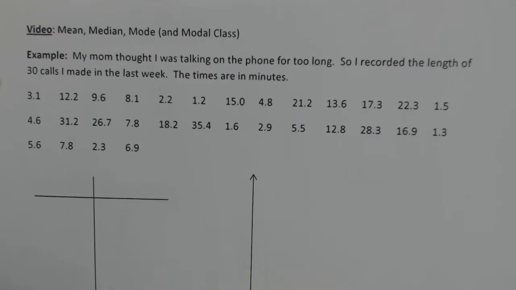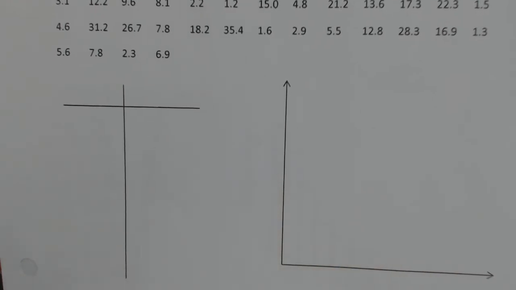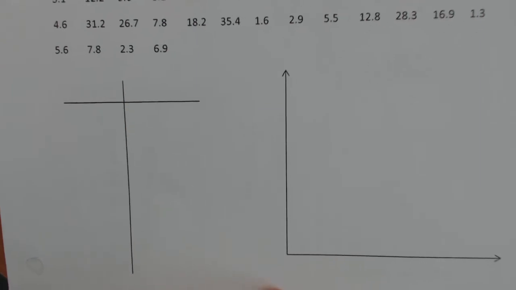And this is the example that I used when we did our grouped frequency and our histogram. It's about how my mom thought I was talking on the phone for too long, and I recorded the lengths of 30 calls that I made. It's the same data, and what I want you to do is actually to fill out the grouped frequency again and do the histogram again. I did leave it blank on purpose. I do want you to get some extra practice. So please pause the video here and do that, and then we'll come back.